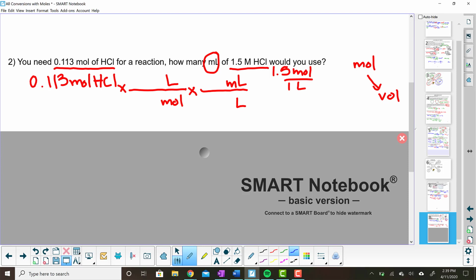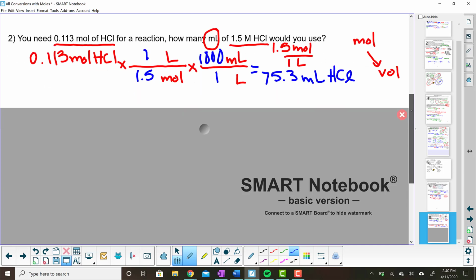Now let's fill in those conversion factors. This time you see that the molarity is upside down. Liters is on the top, moles is on the bottom. That is okay. As long as we keep the 1.5 with the moles and the 1 with the liters, it does not matter. Then to convert milliliters and liters, we remember there are 1,000 milliliters in 1 liter. To solve, multiply across the top, divide by everything that's on the bottom. When you do that, you get an answer of 75.3 milliliters. And that's how many milliliters of hydrochloric acid it would take for my reaction, whatever that reaction is.